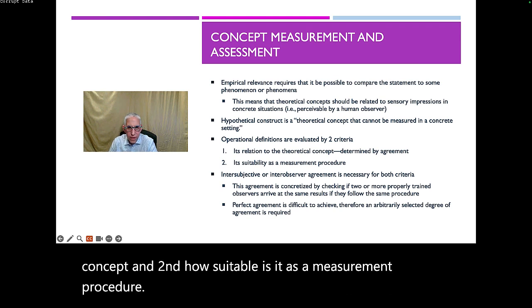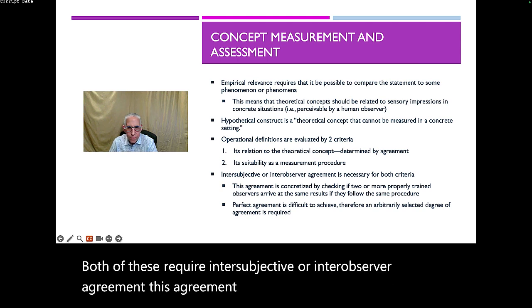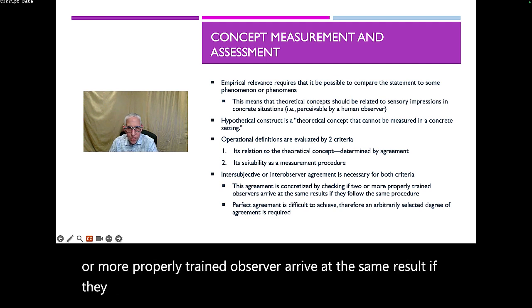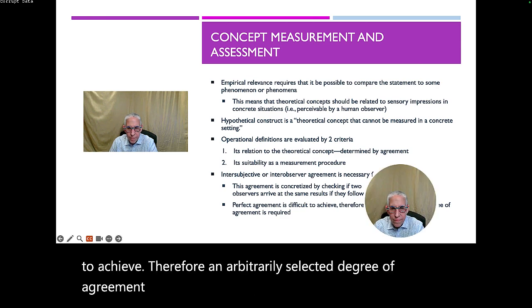Both of these require intersubjective or inter-observer agreement. This agreement is concretized by checking if two or more properly trained observers arrive at the same result if they follow the same procedure. Perfect agreement is difficult to achieve, therefore an arbitrarily selected degree of agreement is required.